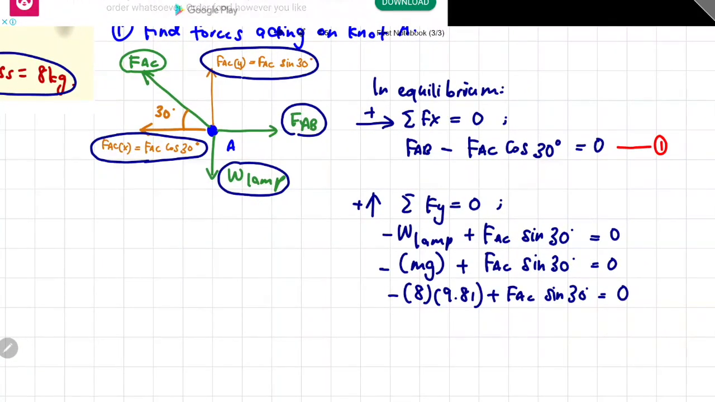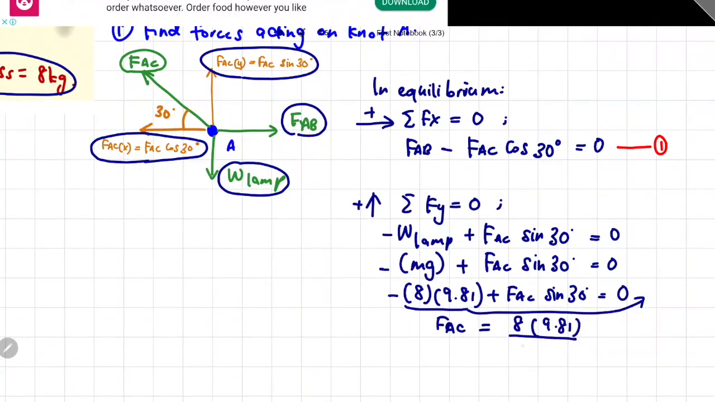So this equation has only one unknown, which is the FAC. So you can actually solve it for FAC. Negative 8 times 9.81, bring it to the right so it becomes positive, and then you divide it by sin 30, and you will get your final value of force along the AC cable to be 156.96. Check the unit that you should use, and it would be in Newton.